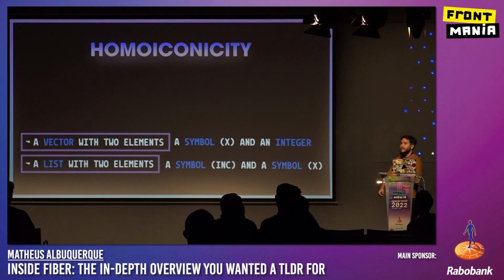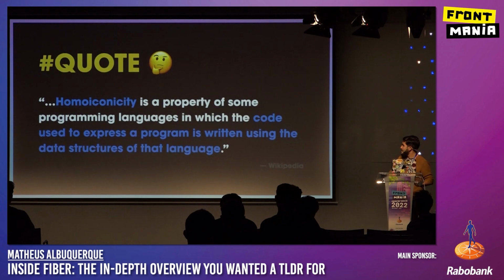If you think about it, it might sound a lot like I'm expanding the AST of that. And actually, you're right. That's pretty much what homoiconicity is about. I got this definition from Wikipedia, so I can read that. It's a property of some programming languages in which the code used to express a program is written using the data structures of that language. Basically, it's like the code is rewritten so that it is really close to the AST, the abstract syntax tree, of the language itself.